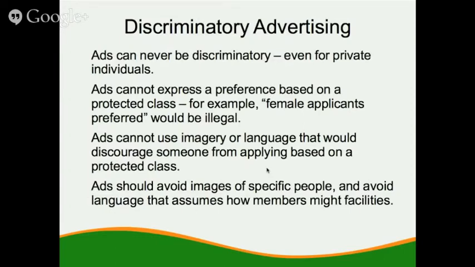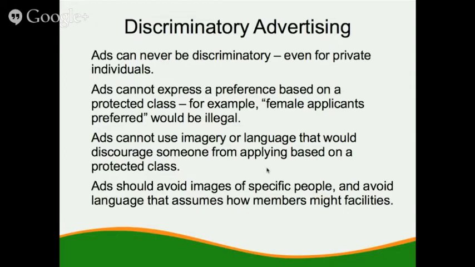Another thing that counts as discrimination is discriminatory advertising. Advertising can never be discriminatory, even for private individuals, even if you have nothing to do with providing housing to the public under the Fair Housing Act. So, for example, you may be familiar with Craigslist listings for housing, and somebody could just say, I live in an apartment and I have a spare bedroom and I'm looking for a housemate. And if they expressed a racial preference or a religious preference for their housemates, then even though this law doesn't apply to them as a private individual, they still can't publish those discriminatory ads.